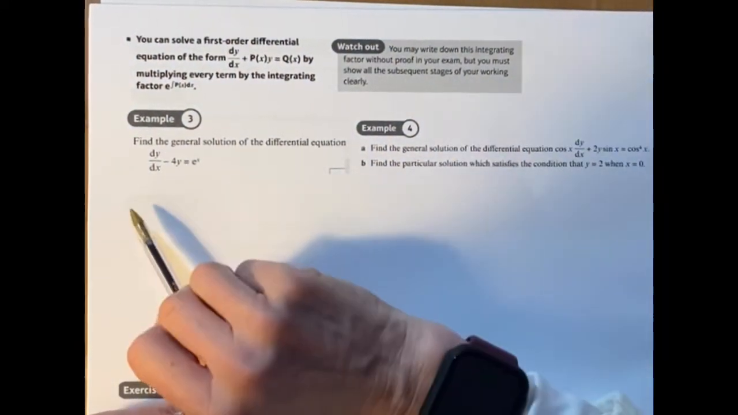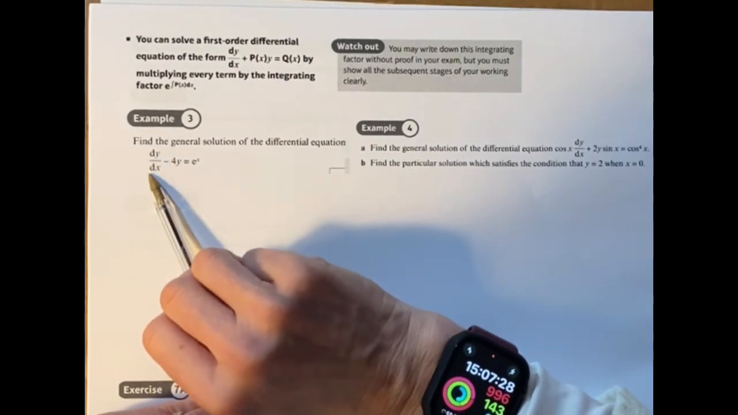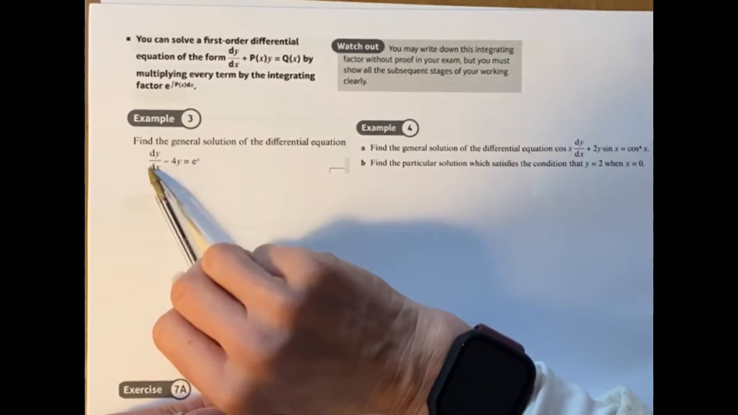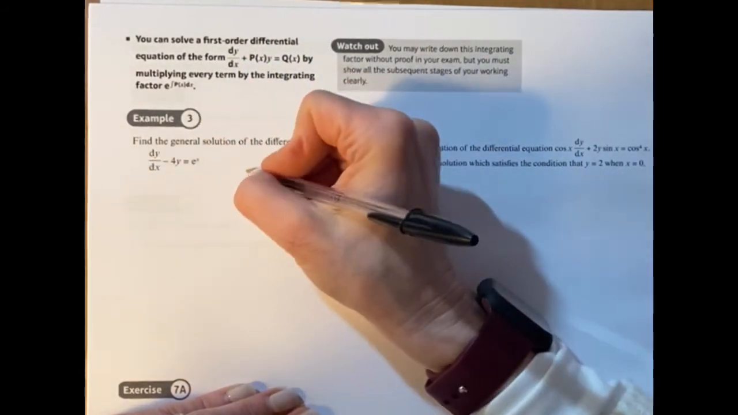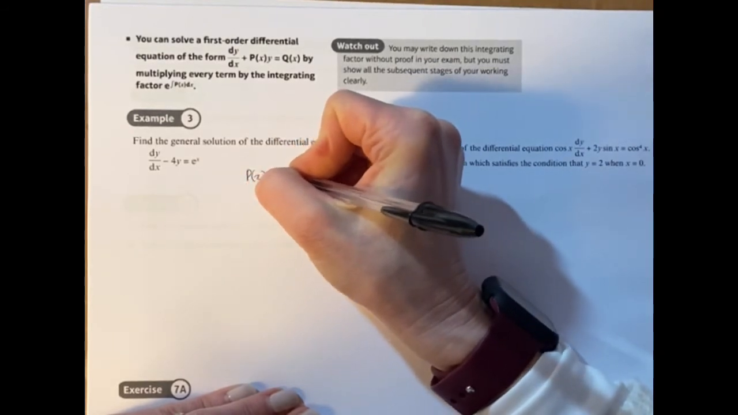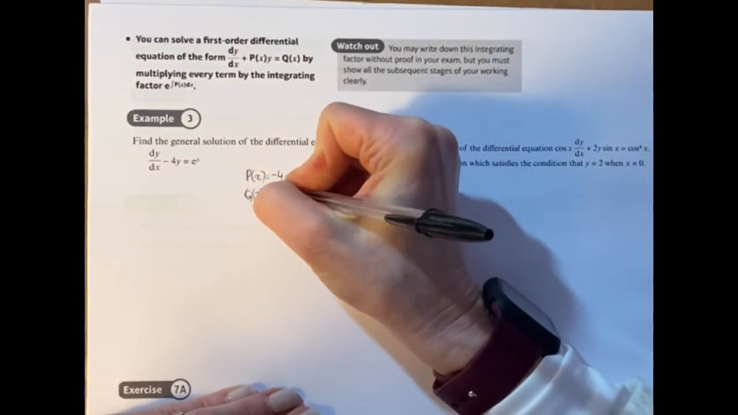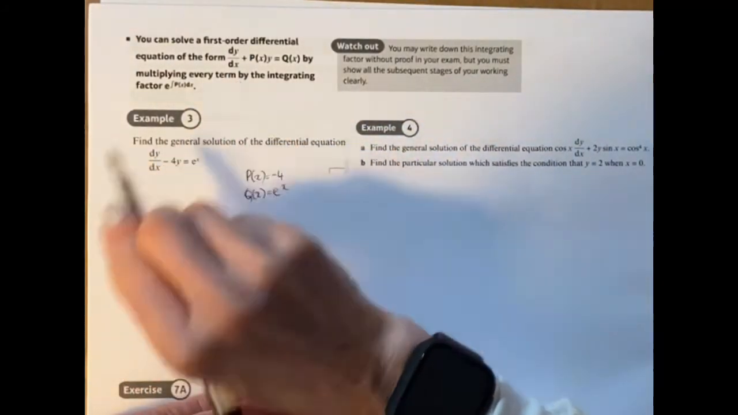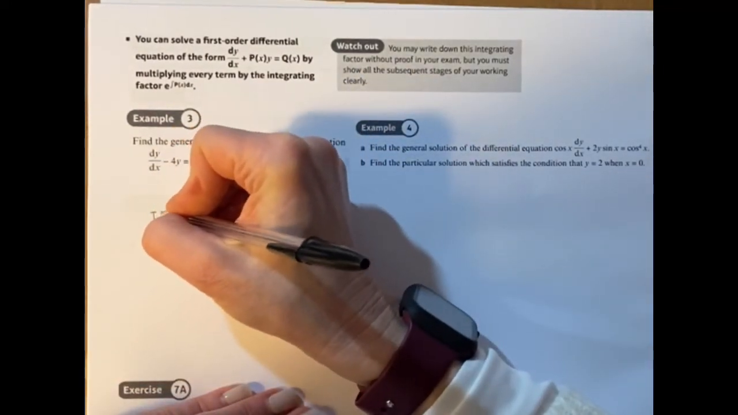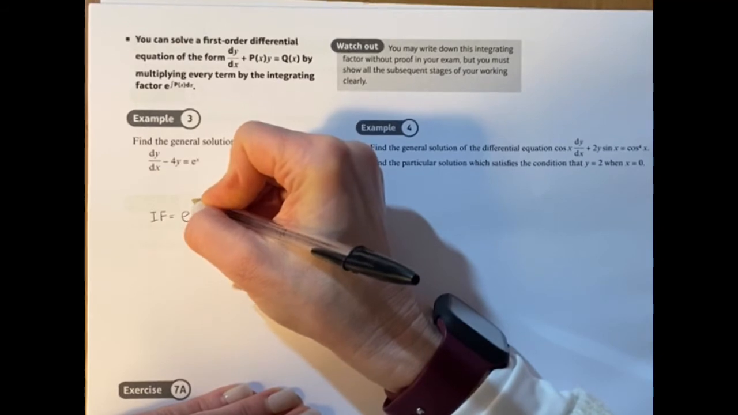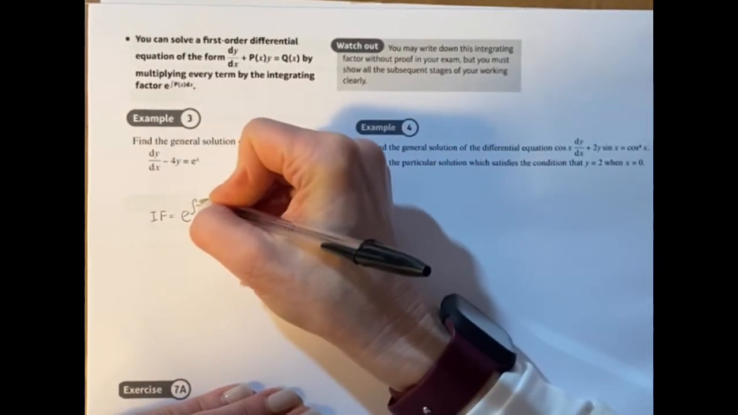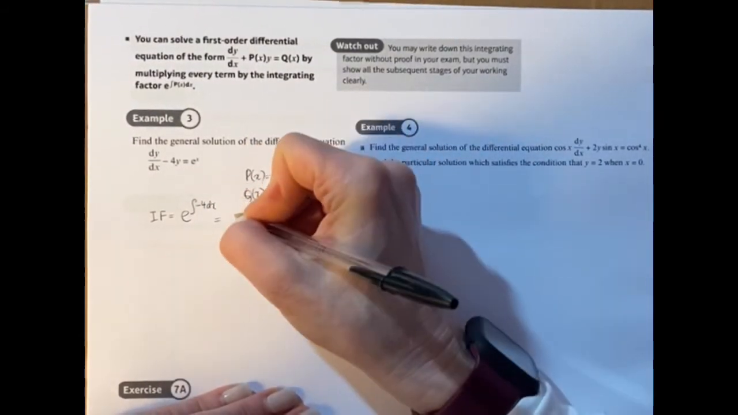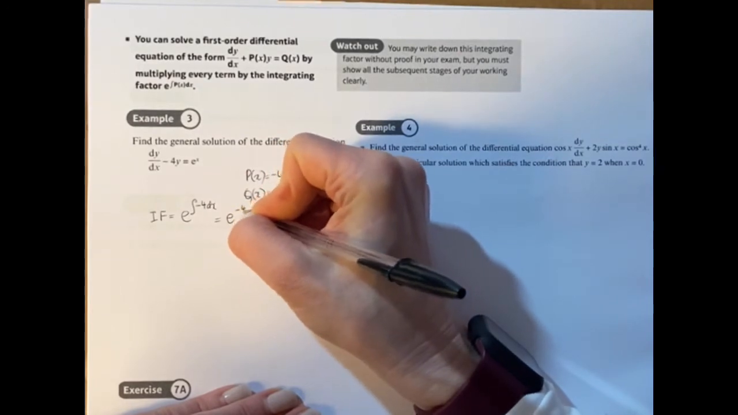Okay, so in the first example, we've got dy/dx minus 4 times y is equal to e to the power of x. So it's clearly that form. Your p of x is equal to minus 4, q of x is equal to e to the power of x. So the first step is done, it's rearranged already in the correct form. The second step is to identify the integrating factor. So it's e to the power of the integral of p of x, so minus 4 dx. Now the integral of minus 4 is simply minus 4x, so it's e to the power of minus 4x.